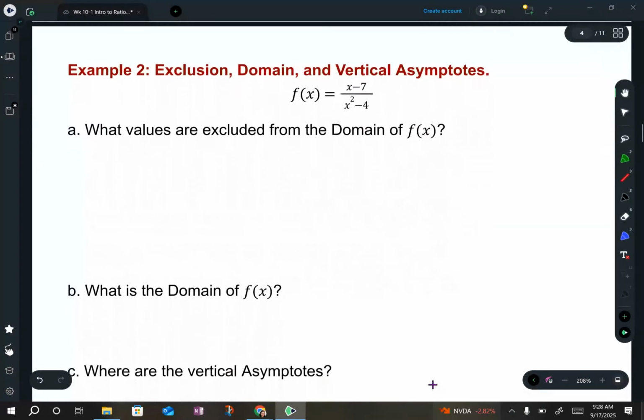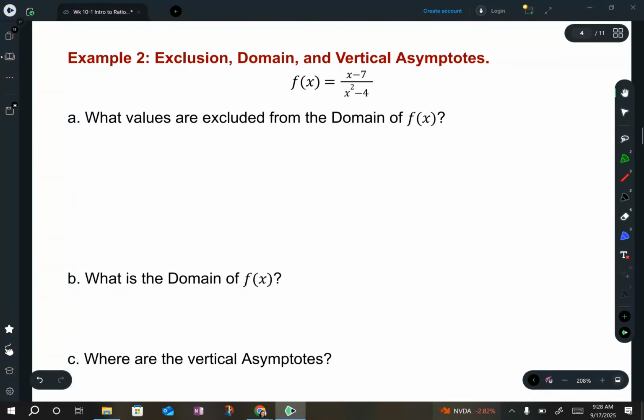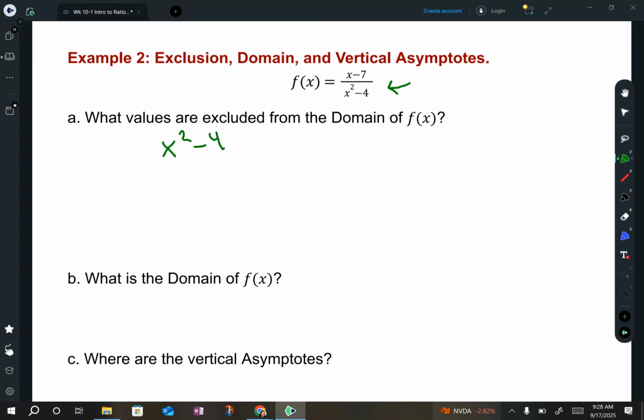All right, so let's look at this example for f of x, and let's decide what is the domain of this function, what values are excluded from it, and what are the vertical asymptotes. So to find the values excluded from the domain, we're going to look at the denominator, x squared minus 4. We're going to set that equal to 0, and then we're going to exclude those values. We don't want the ones where this denominator equals 0. So x squared minus 4 equals 0 is a quadratic equation. We can use the square root method to solve it. So let's add 4 to both sides. So x equals plus or minus 2.